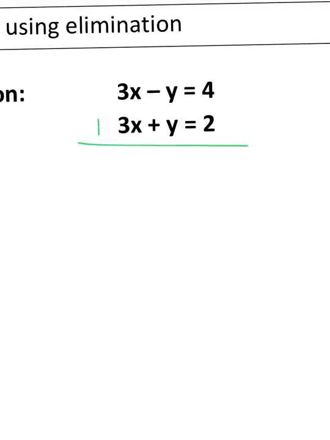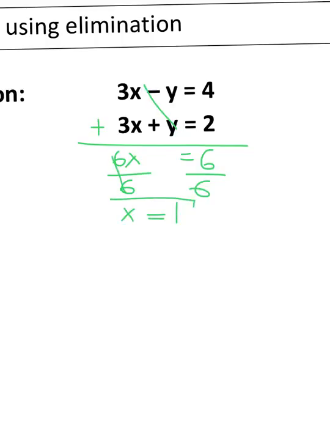So I'm going to add my two equations. 3x plus 3x is 6x. Negative y, positive y cancels out. Bring down the equals. 4 plus 2 equals 6. Then I'm going to divide both sides by 6. This cancels out. I get x equals 1.